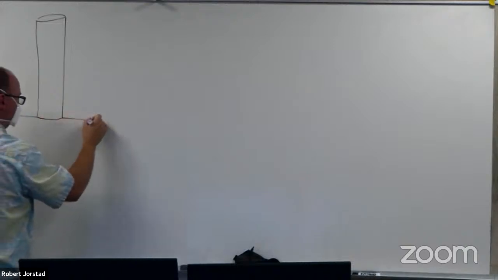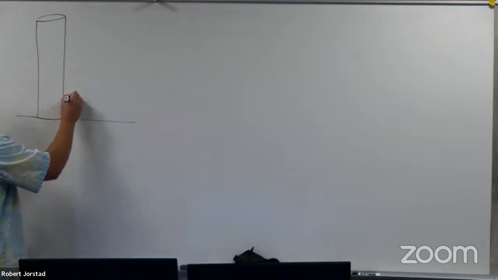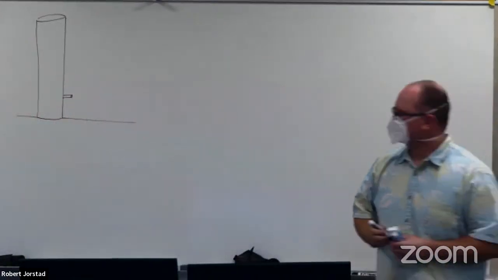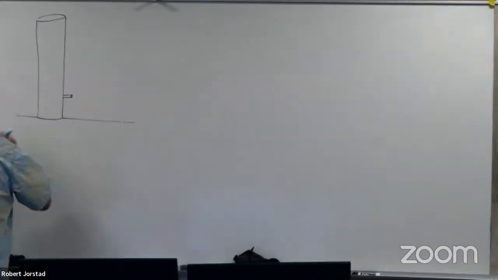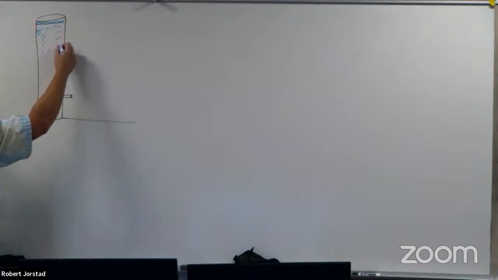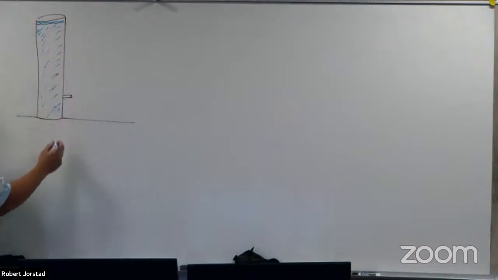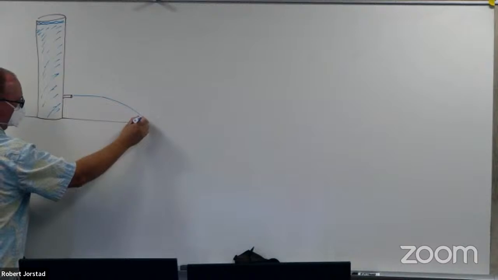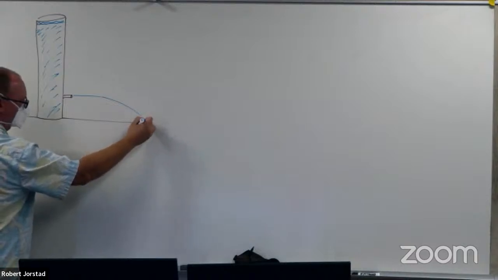We've got a cylinder. The cylinder is sitting on the ground. And then there's a spout somewhere on this cylinder here. We're going to assume that there's a water column in here. So this is filled with water. And then you know from experience, the water is going to come shooting out. It's going to land over here somewhere.